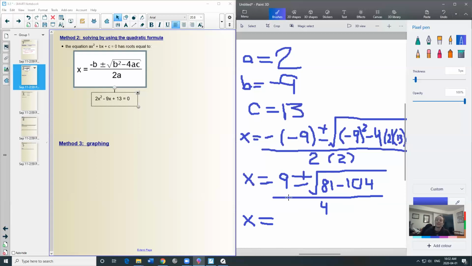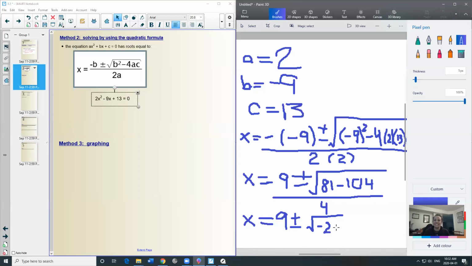It's all right. So 9 plus or minus, and then you're going to take 81 minus 104. And if you plug this in on your calculators, oh no, you got a negative number under the root sign. So we get negative 23. It's okay. We got to learn how to deal with these.